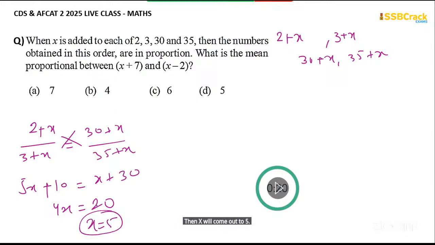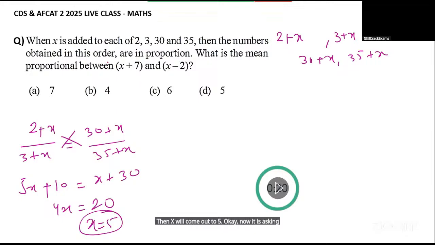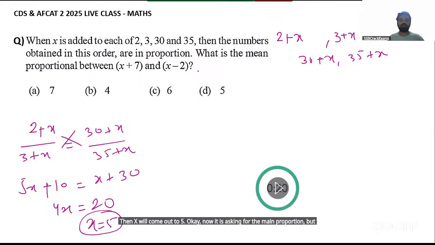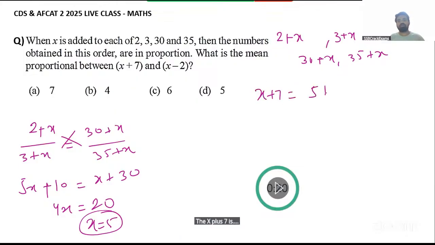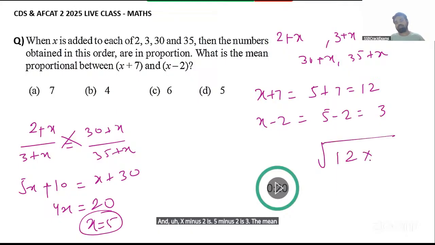Okay, now it is asking for the mean proportion between x plus 7 and x minus 2. So x plus 7 is 5 plus 7, it is 12, and x minus 2 is 5 minus 2, it is 3. So mean proportion is root of 12 into 3, it is 6, because root of 36. All right, so option number C will be the correct.